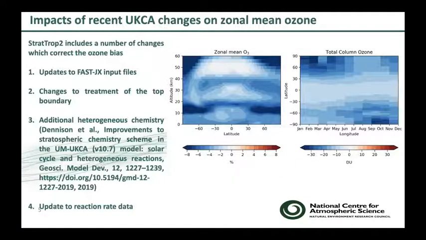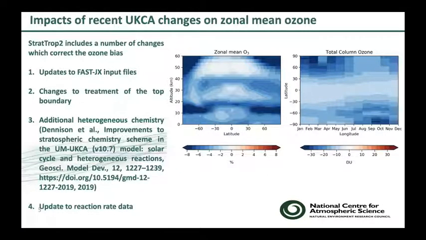So what did we do to address this? And the answer is a series of very simple changes. The new chemistry that we have ended up with is not a wholesale change to the UKCA chemistry model. It's just a series of updates, really. We've updated the rate data that is used for the photolysis scheme and for the bimolecular reactions. And we've changed the treatment of how tracers are conserved at the top levels of the model.